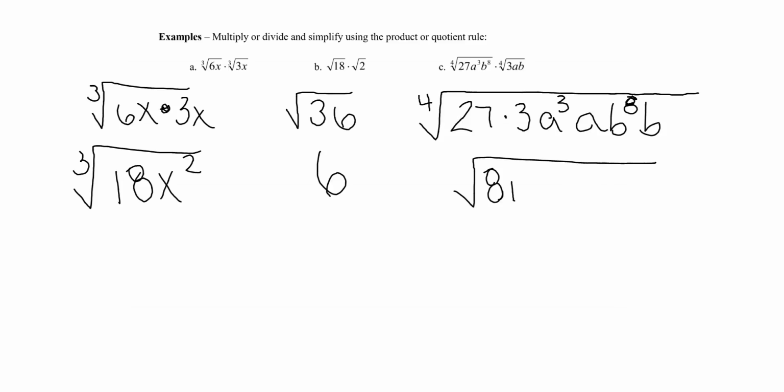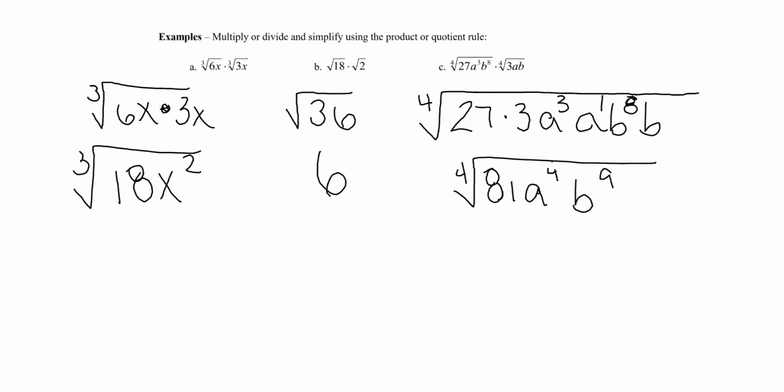Again, I've got to keep my radical, my index of 4. A cubed times a. Remember, add those exponents when you multiply with like bases, so I get a to the 4th. And b to the 8th times b will give me b to the 9th.